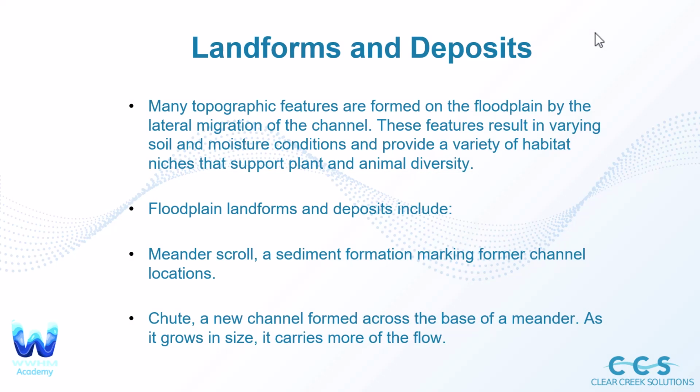So many topographic features are formed on the floodplain by the lateral migration of the channel. These features result in varying soil and moisture conditions and provide a variety of habitat niches that support plant and animal diversity. And so floodplain landforms and deposits can include meander scroll, a sediment formation marking former channel locations, a chute, a new channel formed across the base of a meander. As it grows in size, it will carry more of the flow.